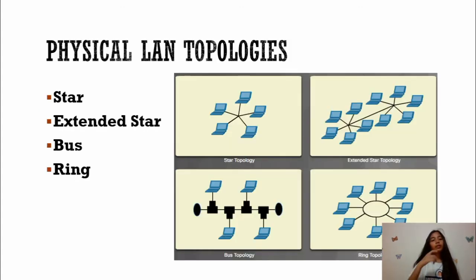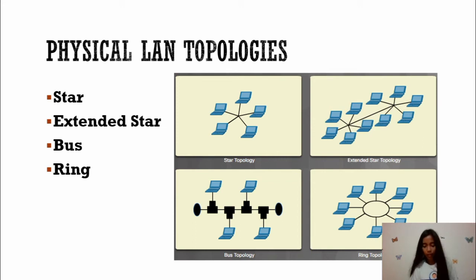So let's proceed to the next one. So we have here the physical LAN topologies. We have the star, the extended star, the bus, and the ring. So first, let's just define the star. The star is where the end devices are connected to a central administrative or intermediate device.